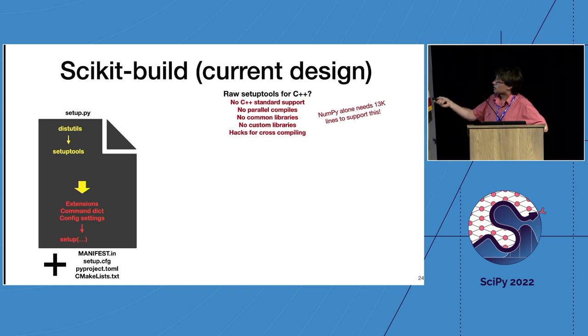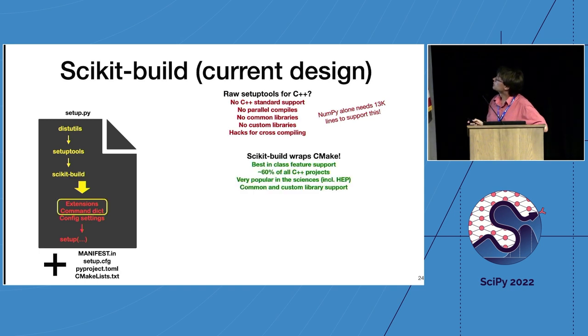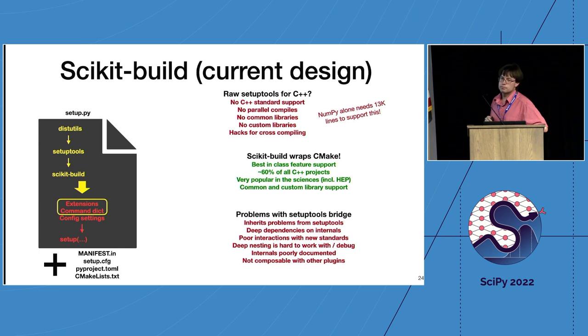So this is the way things work today. This is just a straight, minus the CMakeLists, but this is sort of what you would do with distutils and setuptools. And there's a variety of issues with doing this. numpy.distutils, which is going away, is actually over 13,000 lines of code. scikit-build just wraps CMake right now by injecting itself here. It puts another wrapper on top of the wrapper that wraps distutils. And then you get some of this stuff generated for you. Okay, and CMake is a very popular choice. It's used in about 60% of all C++ projects, very common in sciences. It's really a nice thing for this, but this bridge has a lot of issues.